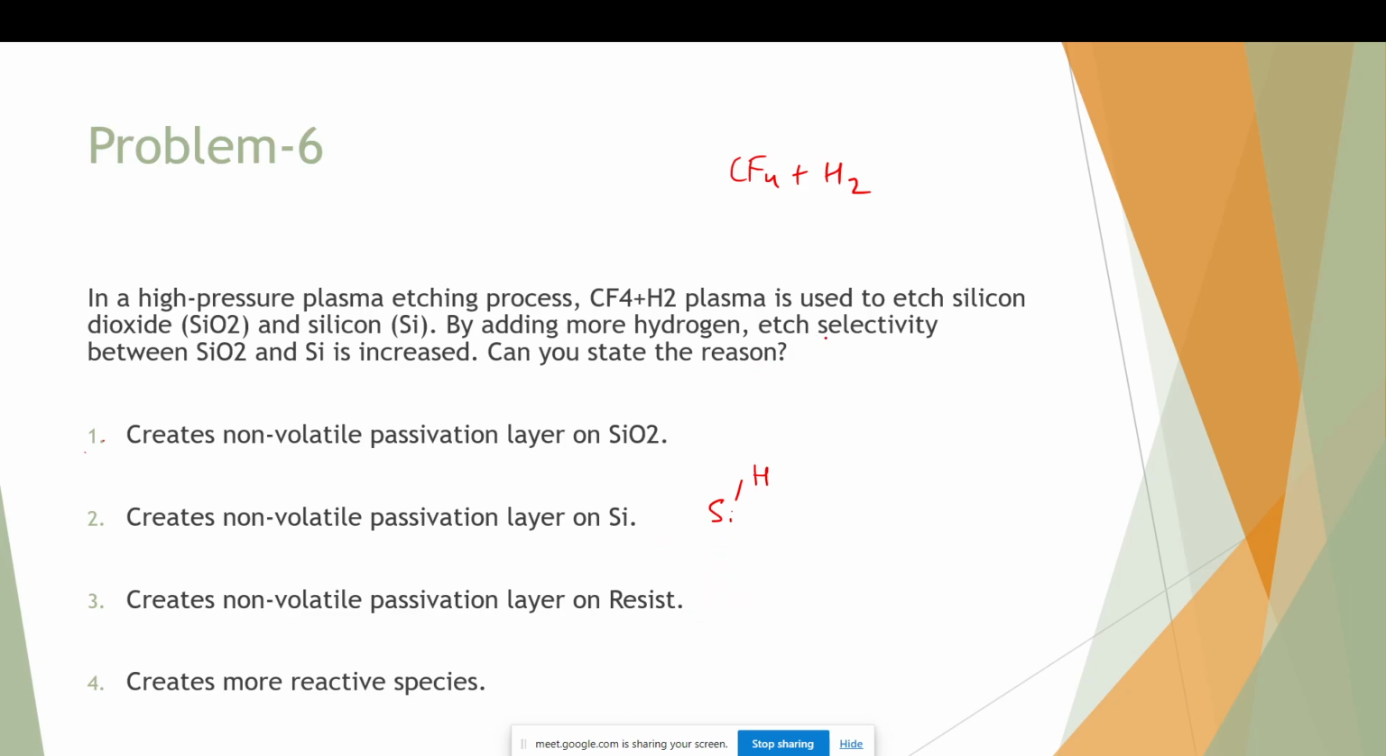But then why will that increase selectivity between SiO2 and Si? So this is definitely wrong. Creates more reactive species. Just by creating more reactive species, we won't be able to increase the selectivity. So this is also wrong. So among these two, this is correct, because creating a passivation layer on SiO2 by hydrogen is definitely not possible, right?